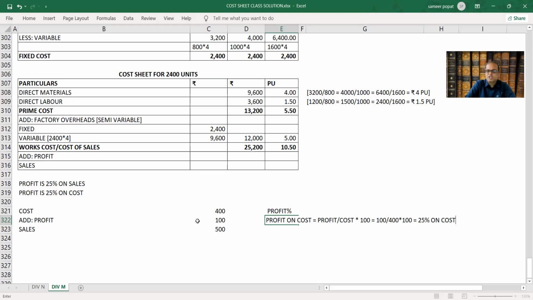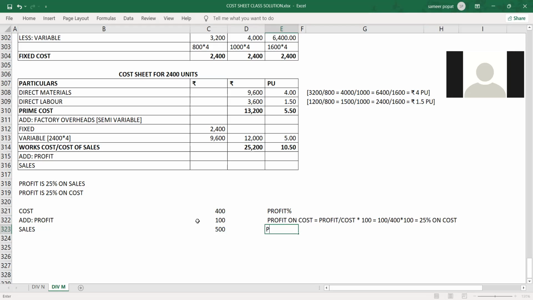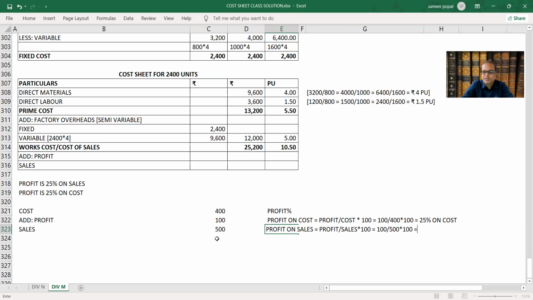Is it 25? Just check. Yes, sir. Now, in the same case, if I find profit percentage on sales, my formula will be profit divided by sales into 100. Same profit is there, 100 rupees. But if I now compare with sales, 500 rupees, I will get a different percentage. Is it 20?